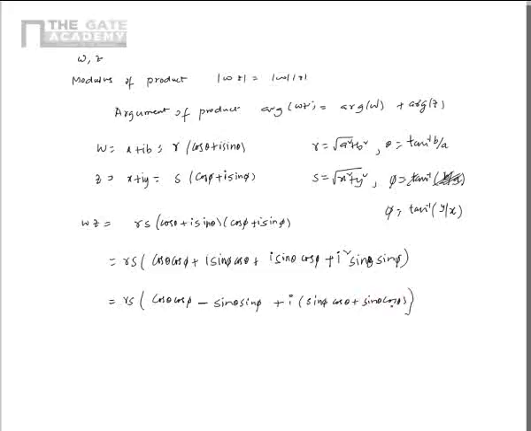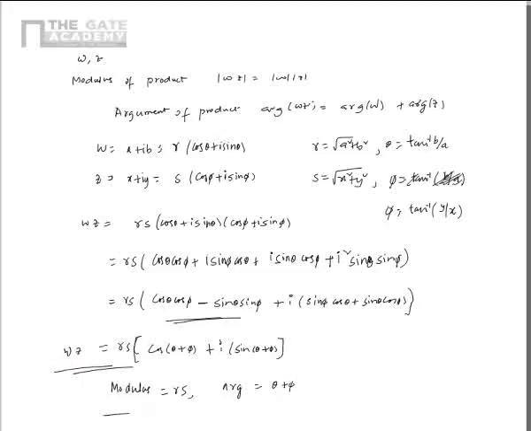Now here I need to use the trigonometry identity. So this is nothing but cos theta plus phi, just expand and you will get it. Whereas this is nothing but sin theta plus phi. Okay, so this has modulus rs, and argument is basically theta plus phi. So this is basically the product. This product can be represented in this way: modulus rs and argument theta plus phi.